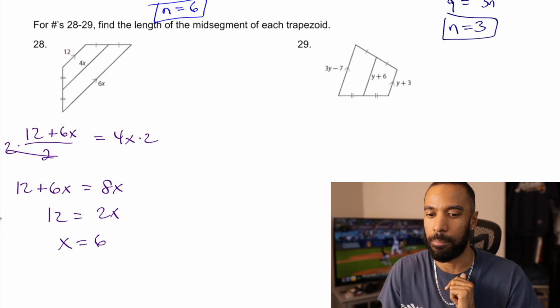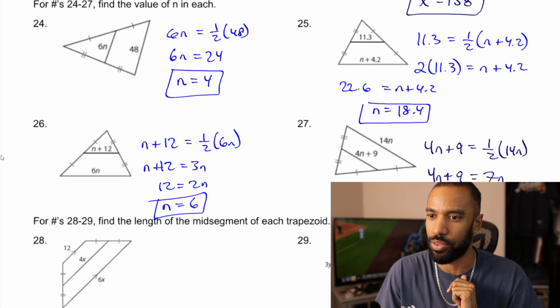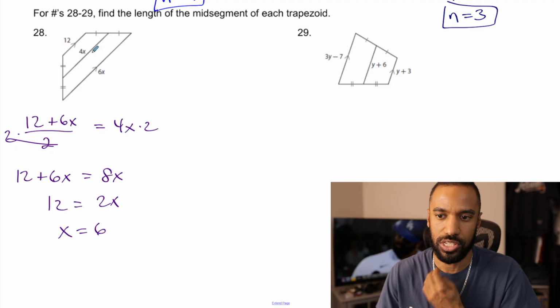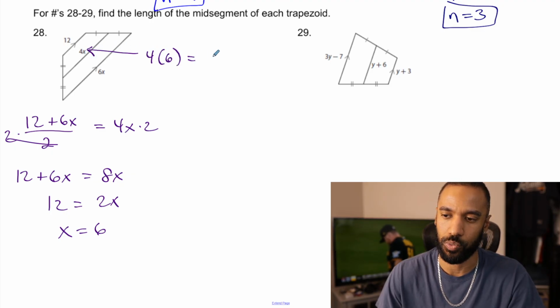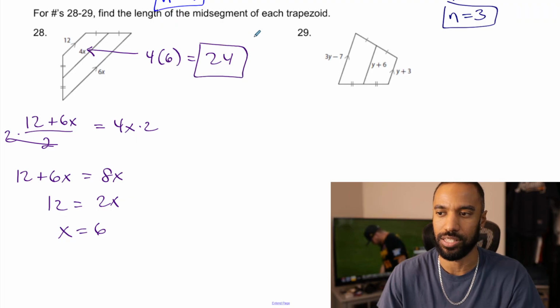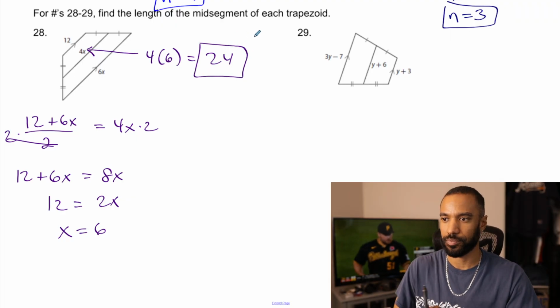Find the length of the mid-segment. Did they ask for that here? No, they said find the value of n. So x is 6. The mid-segment is 4 times 6, which is 24. That's the length of the actual mid-segment.